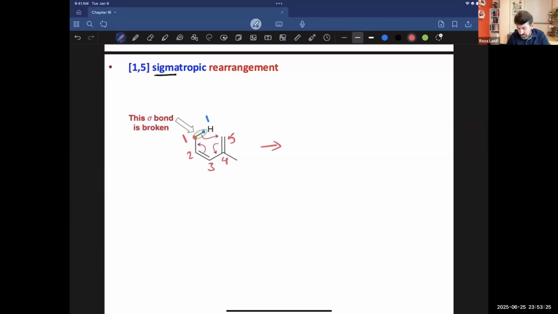The way it's going to move is that we take hydrogen from number 1 and give it to carbon number 5. So technically, we will have an intermediate like this, where hydrogen is somewhere in the middle, attached to both carbon number 1 and 5, and we're going to get resonance there. As you see, I have resonance, and because I have resonance, the system is going to be stable.